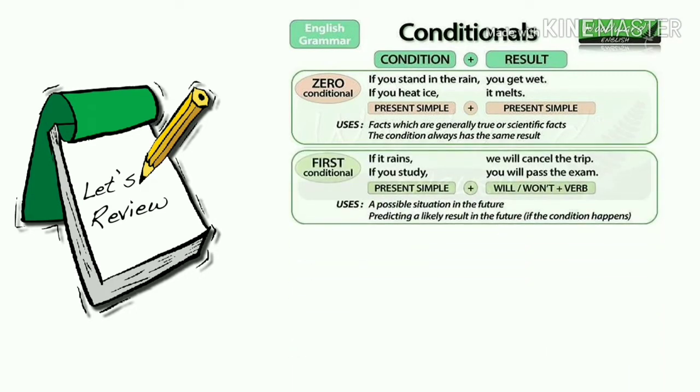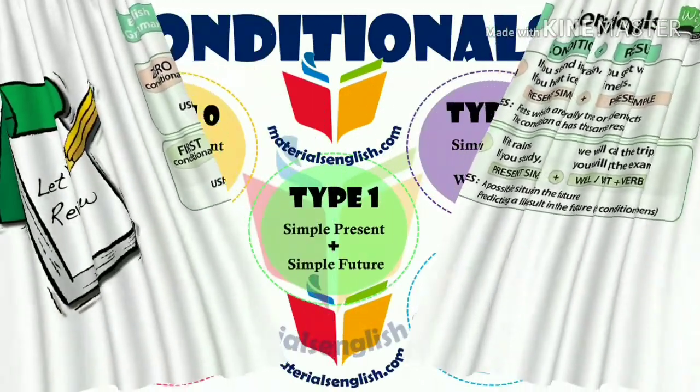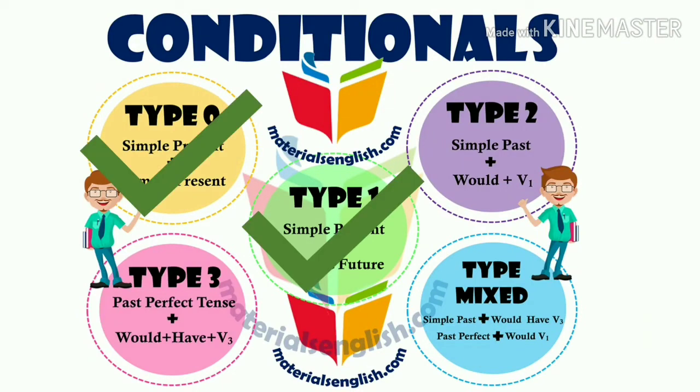Now conditional type 1 is composed of if plus simple present plus will plus verb. Will or won't, affirmative or negative form, means we use the future. If it rains, we will cancel the trip. If you study, you will pass the exam. It talks about a possible situation in the future, predicting a likely result in the future if the condition happens. We are done with conditional type 0 and conditional type 1.